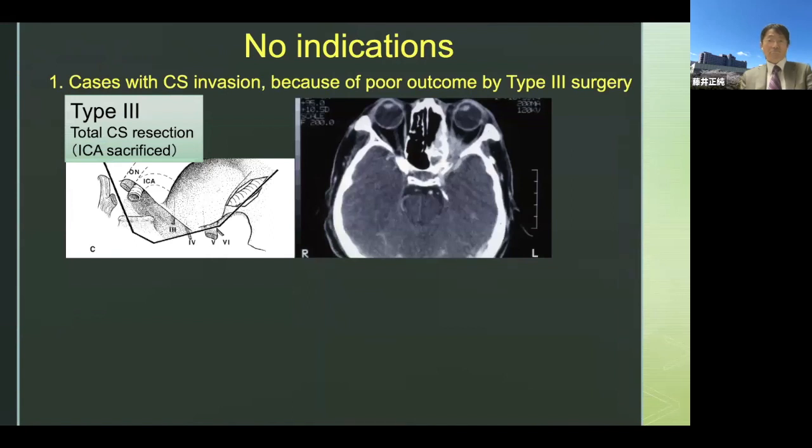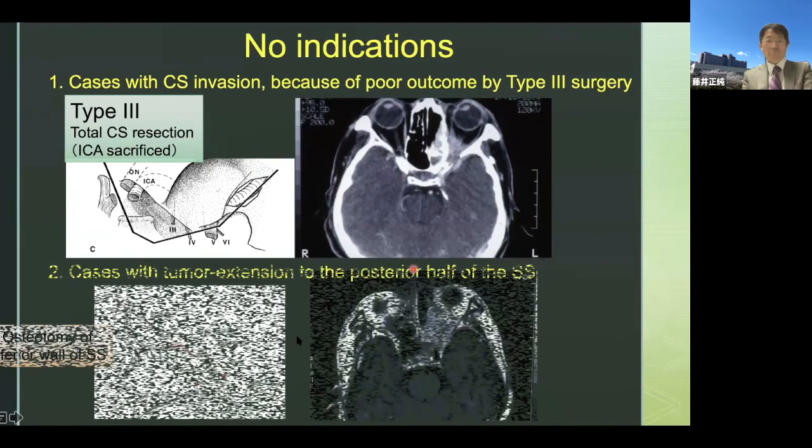So based on those findings, now we think that type 3 resection is not necessary. I mean, there are no indications actually, because the tumor has already gone inside the cavernous sinus and the apex of the orbital area. This is very difficult to achieve cure.